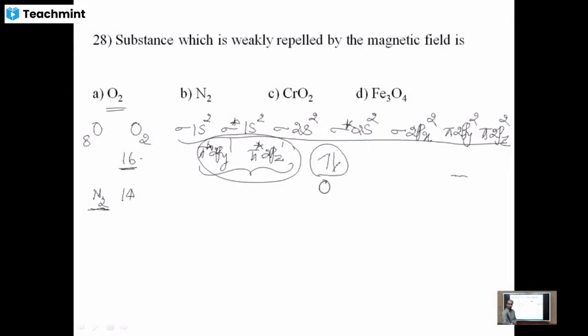We know diamagnetic substances are weakly repelled by an external magnetic field. Therefore, the right answer is option B, nitrogen, which is repelled by an external magnetic field, whereas oxygen is paramagnetic, attracted by an external magnetic field. Chromium dioxide is ferromagnetic, means it is strongly attracted by an external magnetic field, and magnetite, Fe3O4, acts as a ferrimagnetic substance, a kind of ferromagnetic substance but having weak magnetic moment. Therefore, it is called a ferrimagnetic substance. So only nitrogen is diamagnetic, therefore it is repelled by an external magnetic field.